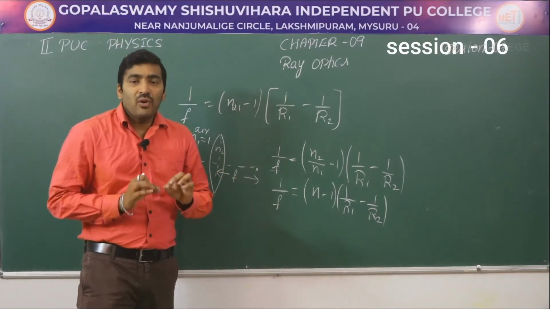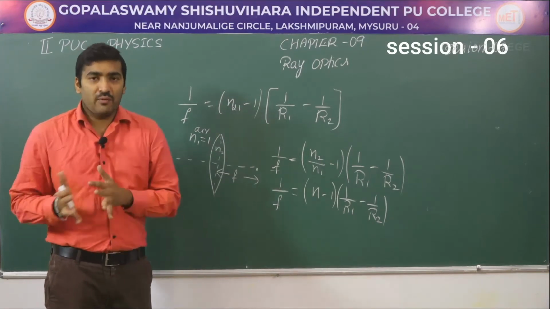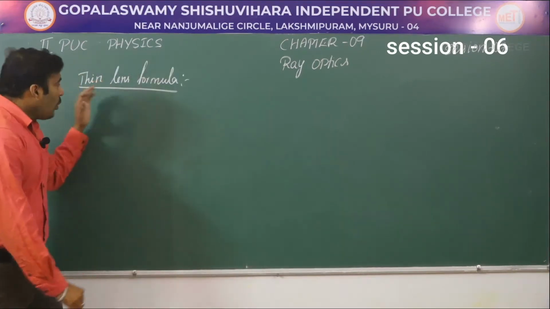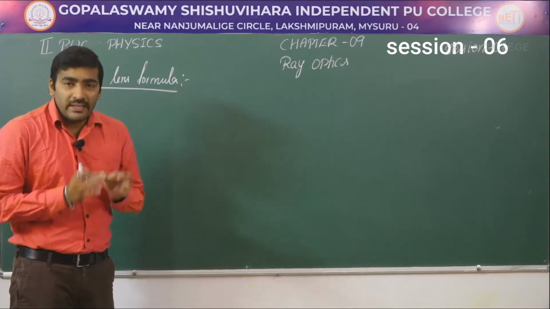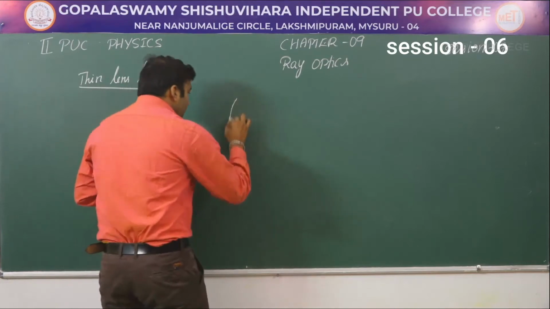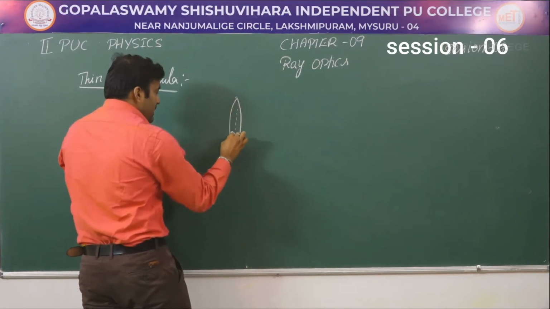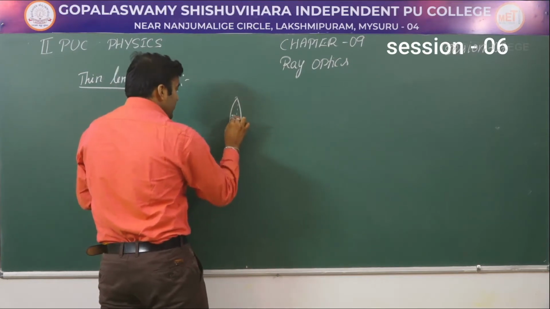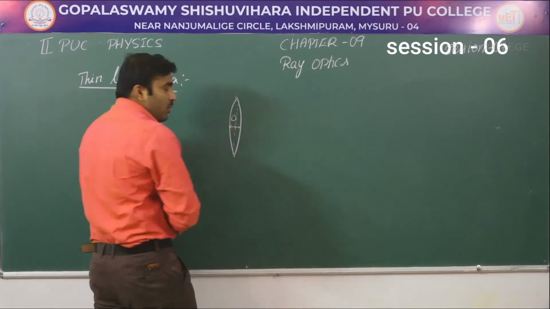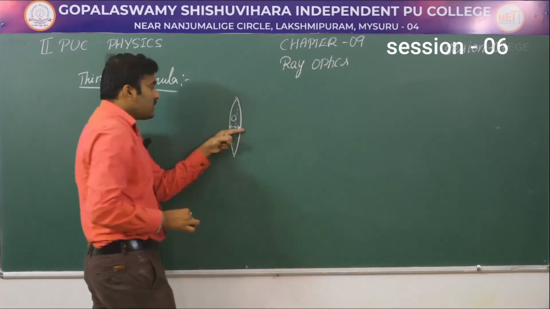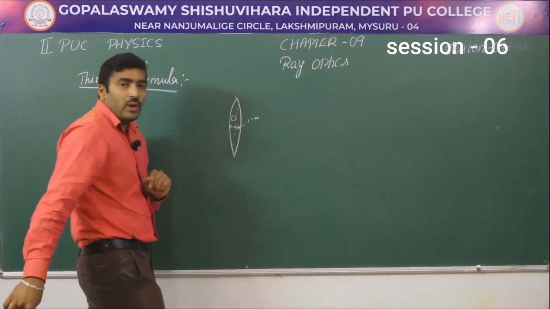In this class, first we need to see a thin lens formula. So what do we mean by a thin lens? First we need to understand what is a thin lens. If you consider a convex lens, and say this is an optical center, and this is the thickness of the lens, say for example the thickness of this lens is equal to some 2 centimeter.